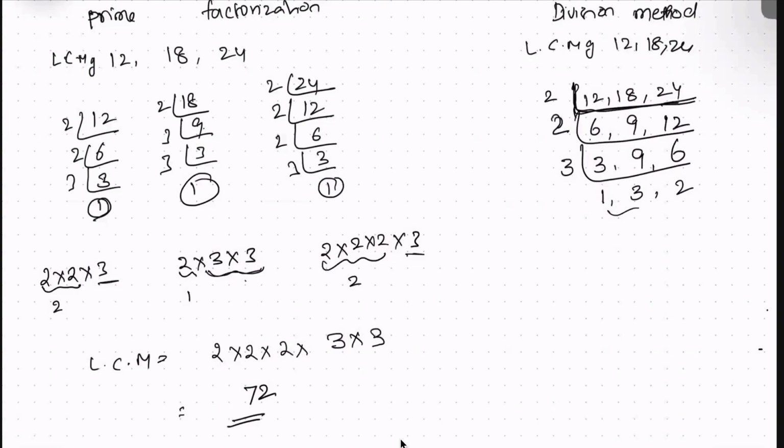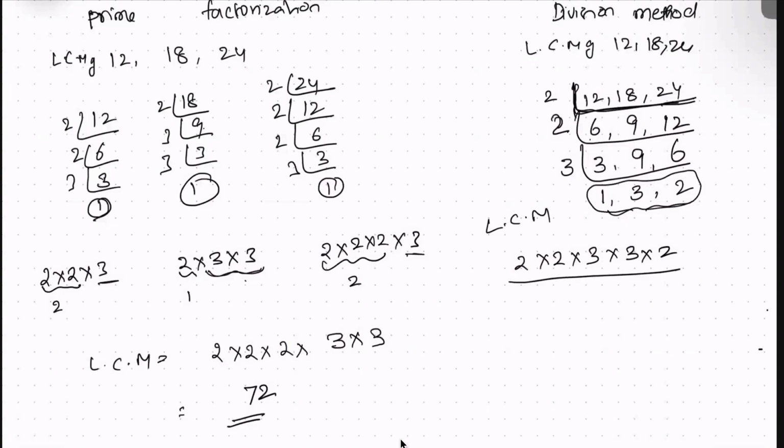Now you see, you cannot divide with any of the numbers. Now just start multiplying each of the factors present here. So 2 times 2 times 3 times 3 times 2. This is the LCM.